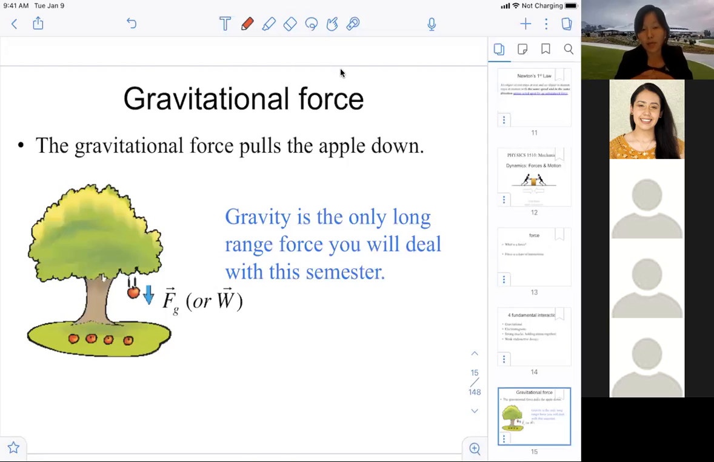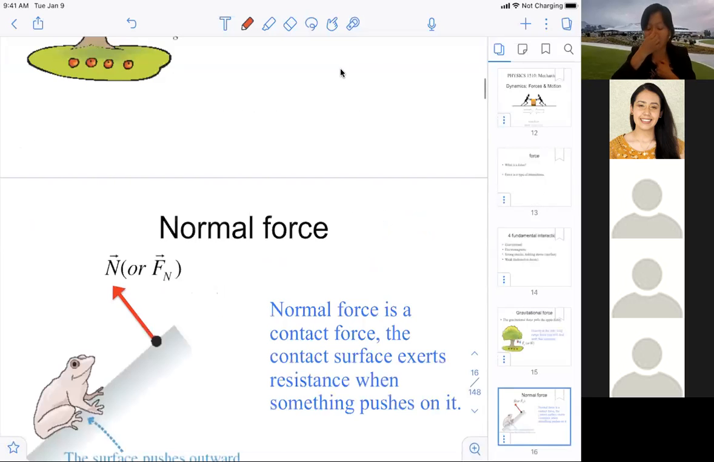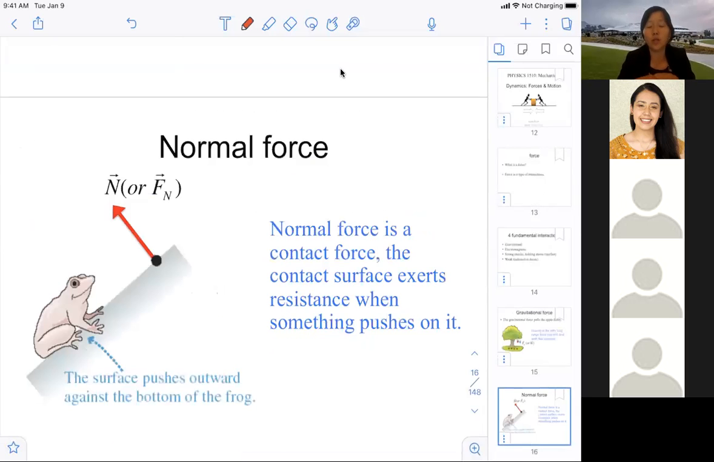So if we say your weight is 120 pounds, for example, that means the gravity pulls on you with 120 pounds. That is the magnitude of that. The second type of force we will do a lot in this semester is called the normal force. It's a contact force, so you must have contact with the object.